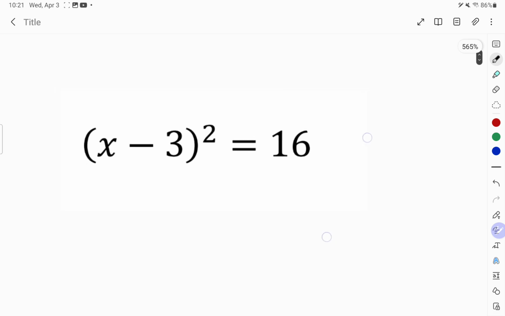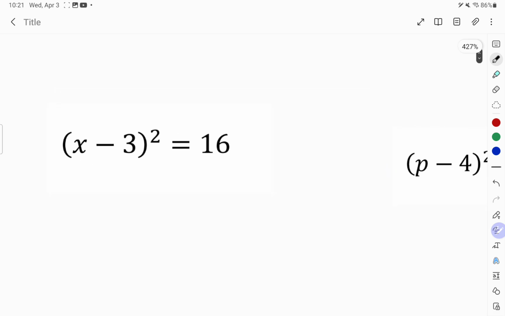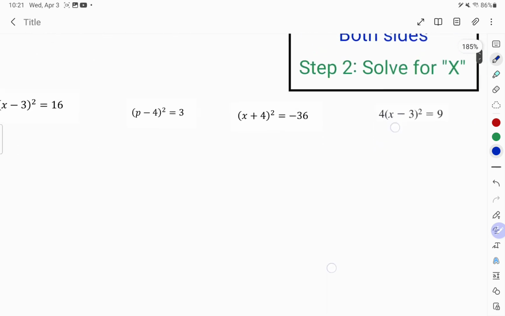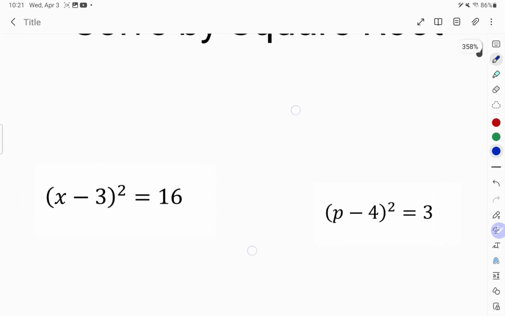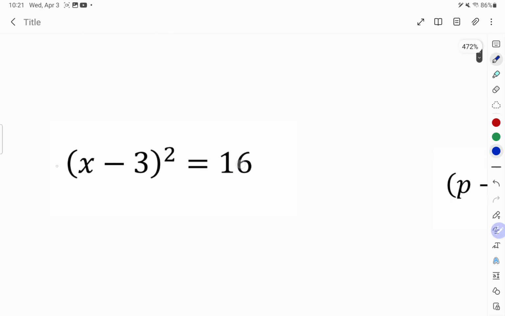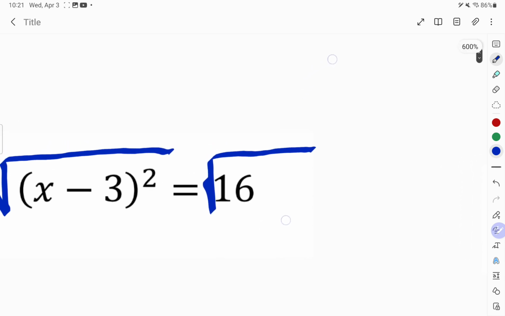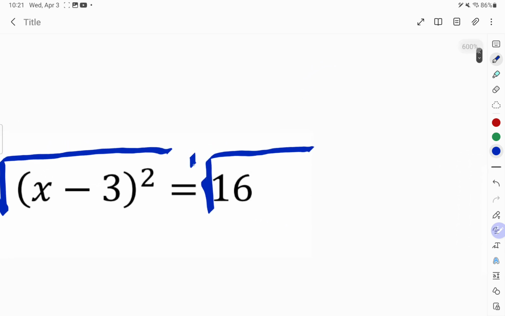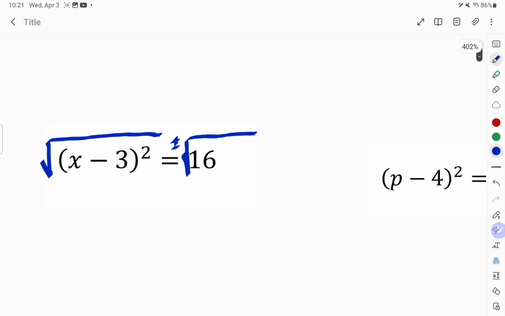Now we have parentheses x minus 3 squared equals 16. Just like I mentioned, we're going to square root both sides. I'm going to color coordinate so you can see exactly what I'm doing. This is square rooting: I'm going to square root this side, and I'm going to square root this side. It is very important that you never forget that on the 16, there's going to be a plus and minus in the front. So I'm going to put it right there so I don't forget.